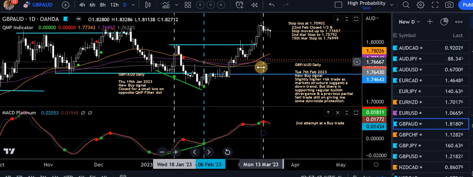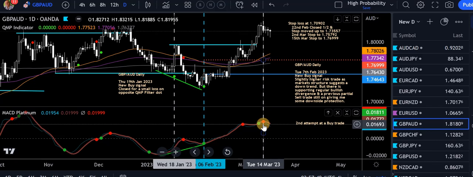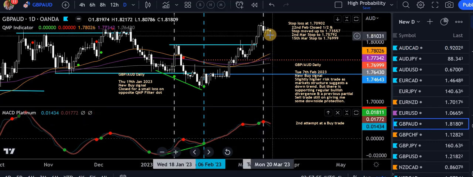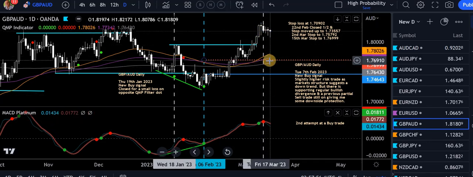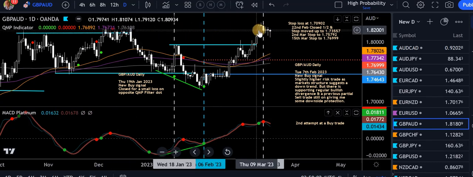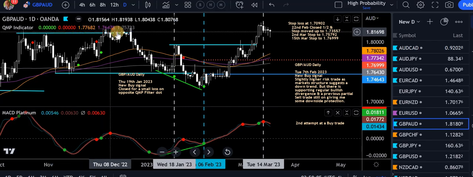This grey vertical line is just a warning line. There's a red dot on the MACD platinum above the zero level. So that tells me I'm in sell mode. Remember, above the zero level, so I'm in sell mode. In the meantime, we're in this buy. Hopefully we'll get a sell signal up here, which I'll take. No worries at all. You could probably extend this line across here.